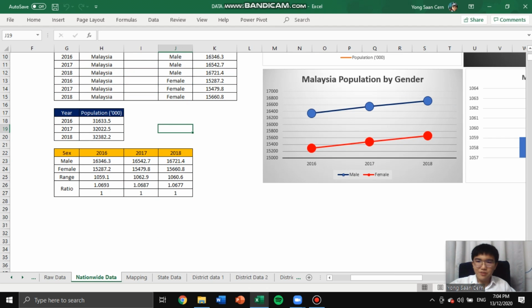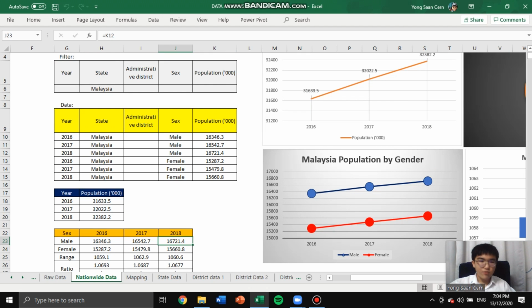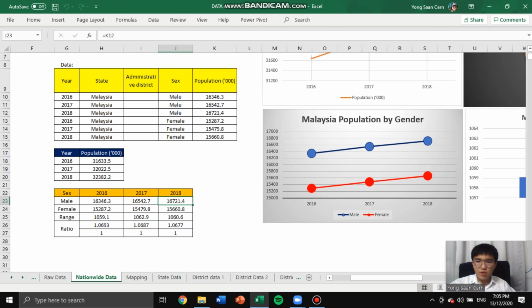For the next table here, we took all the data from the data that we filtered, and then we transferred the male, female, and the range. For the range here, we subtracted female from male to get the differences between them. And then we also did the ratio, which will be useful for the next chart. For the ratio, we used male divided by female, and then you get this data here. So you can see that the male is 1.06 to 1 female.